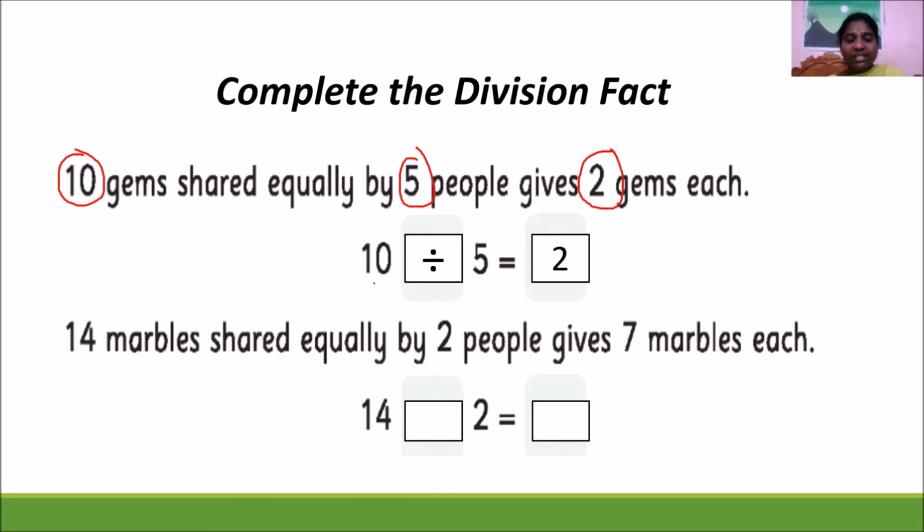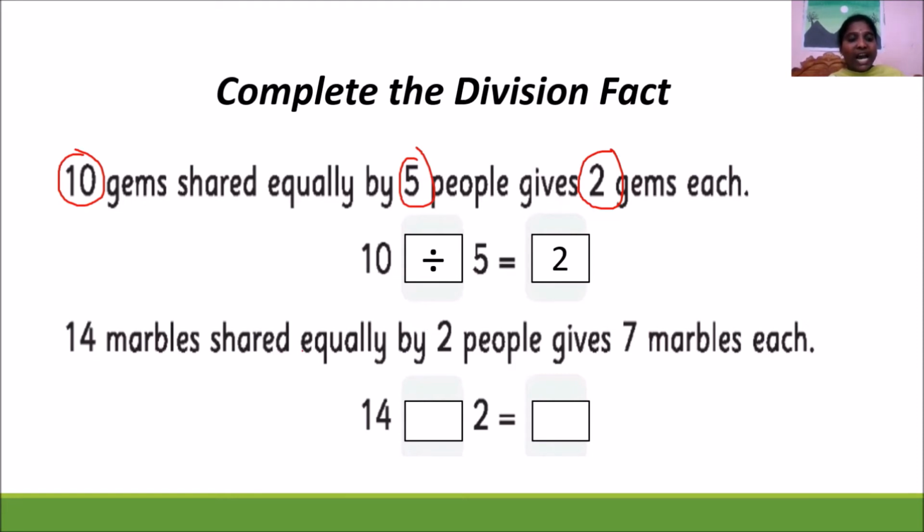You can read this as 10 divided by 5 equal to 2. That means you have 10 gems. The 10 gems are equally shared among 5 people. Each of them will get 2 gems. Next, I am going to read the second statement.